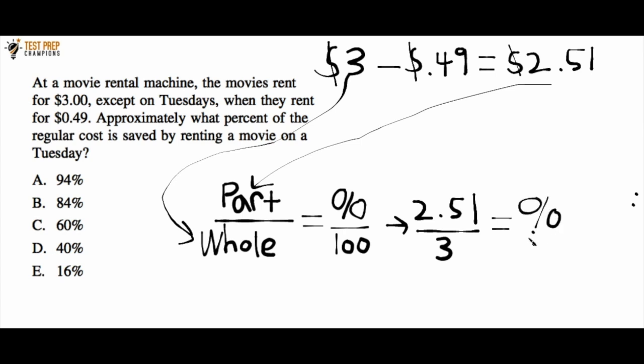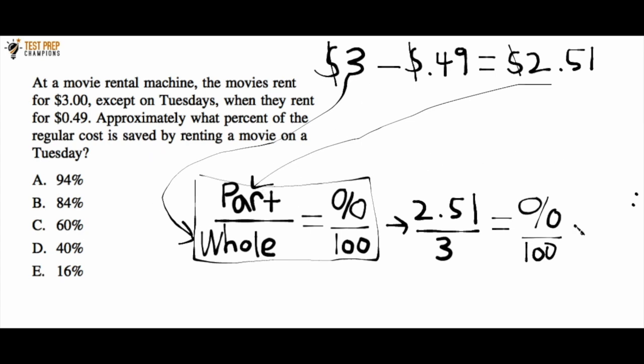divided by 100. What I want to do is get this percent sign by itself on the right side of the equation, and that's going to tell me what the percent saved is. So all I did, again, was take this formula, part over whole equals percent over 100, and plug these numbers in. 2.51 goes in for the part, 3 goes in here for the whole.